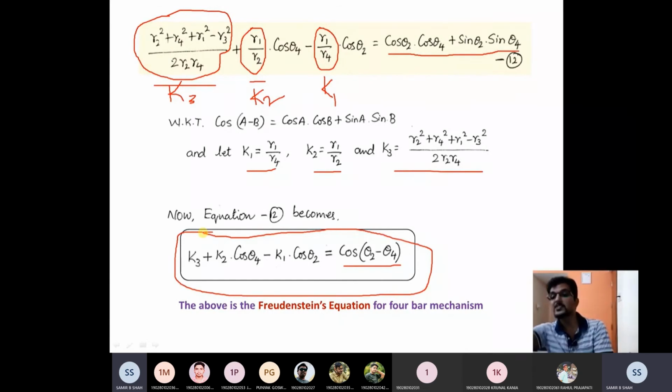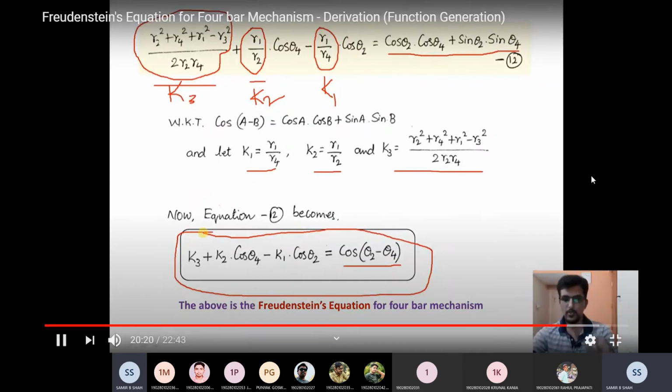Let me say y is equal to x square. Output should be the square of the input, right? So to generate that function, what should be the lengths of the links is what the Freudenstein equation tells me. It is as simple as that. So this is what you have to derive and show in the examination if they ask you to derive the Freudenstein equation for a 4-bar mechanism.